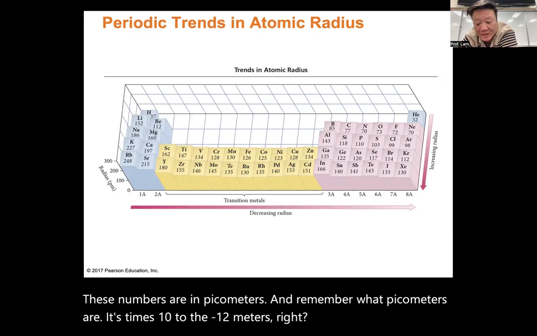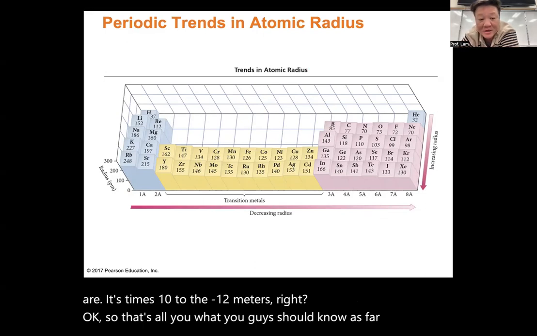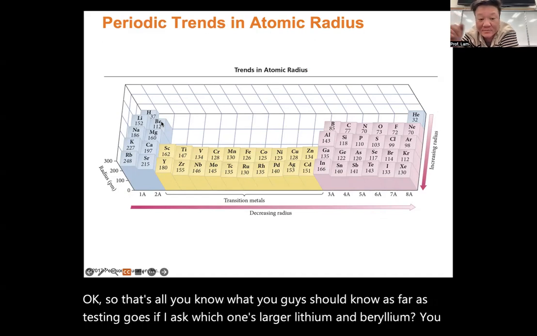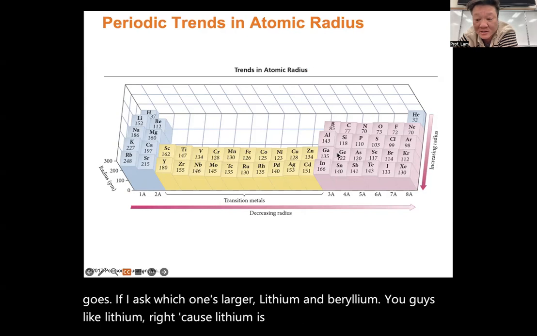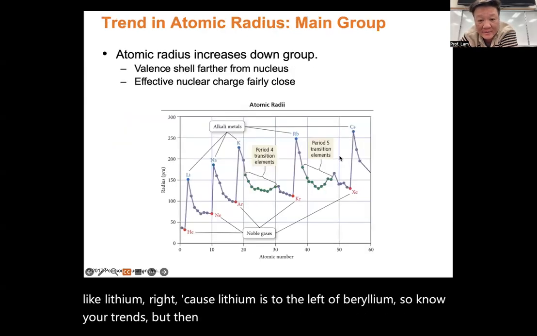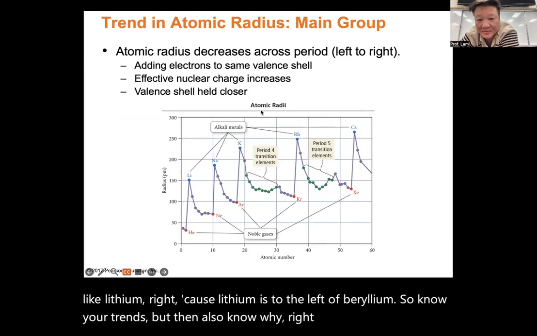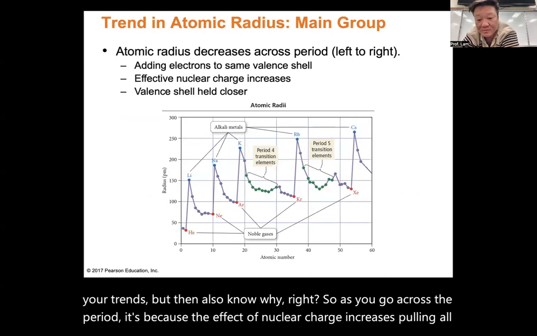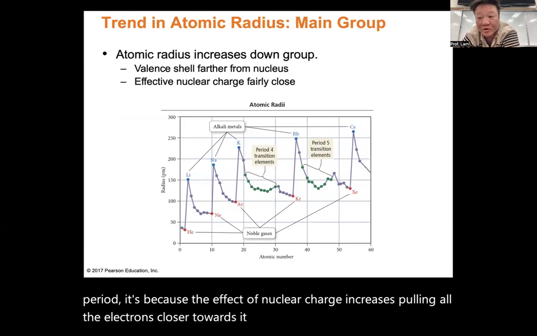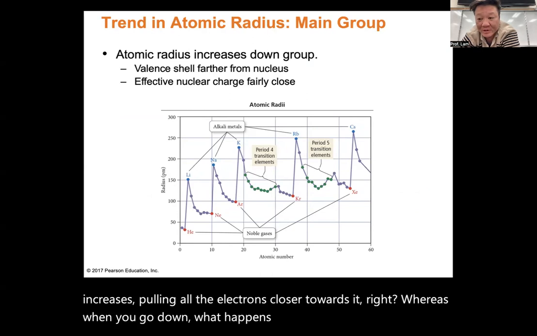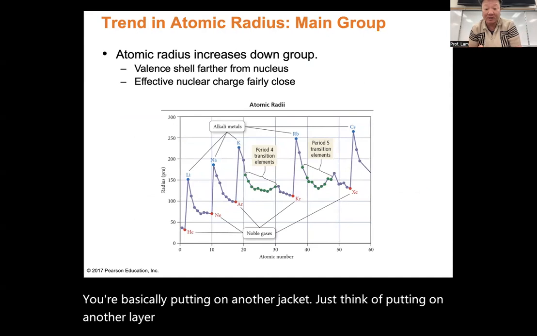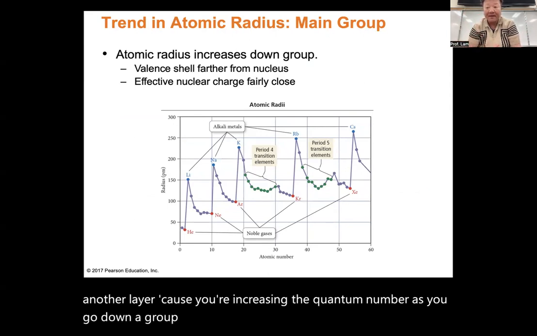Okay, so that's all you guys should know as far as testing goes. If I ask which one's larger, lithium or beryllium, you guys say lithium, right? Because lithium is to the left of beryllium. So know your trends, but then also know why, right? As you go across the period, it's because the effective nuclear charge increases, pulling all the electrons closer towards it, right? Whereas when you go down, what happens is you're basically putting on another jacket. Just think of putting on another layer because you're increasing the quantum number as you go down a group, right? And so of course you're going to be bigger. You're adding another shell.